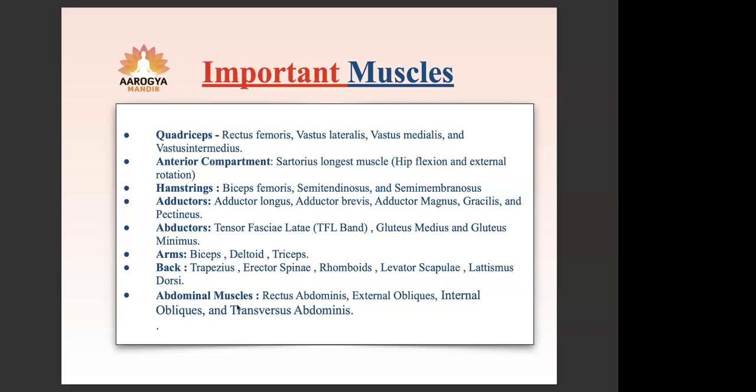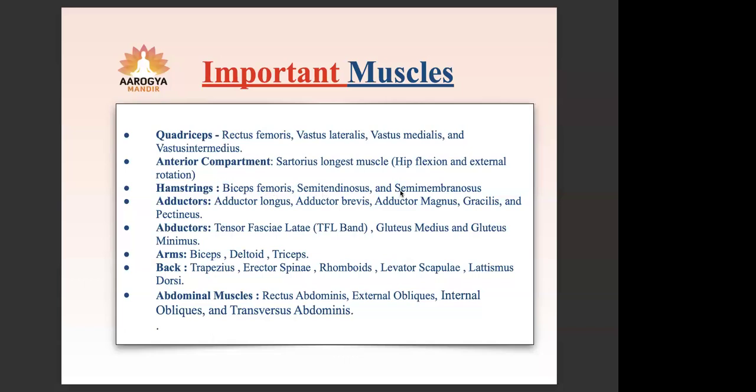Then you also have an important muscle called sartorius, the longest muscle, which is necessary for external rotation of the hip, especially when you do vrikshasana. So you need external rotation of the hip. Then coming to another important muscle group, the hamstrings. These are the muscles which tend to get stiff for many reasons. These are again three muscles: the biceps femoris, which has two tendons, semitendinosus and semimembranosus.